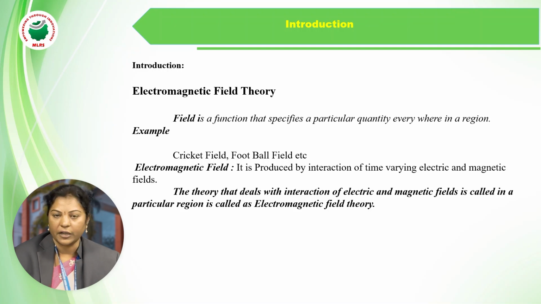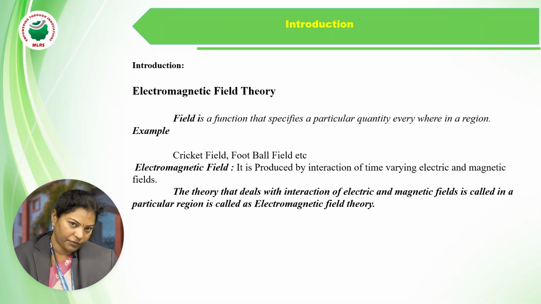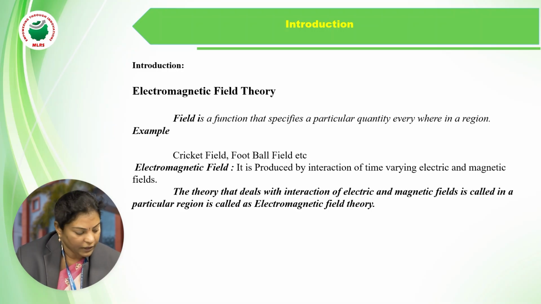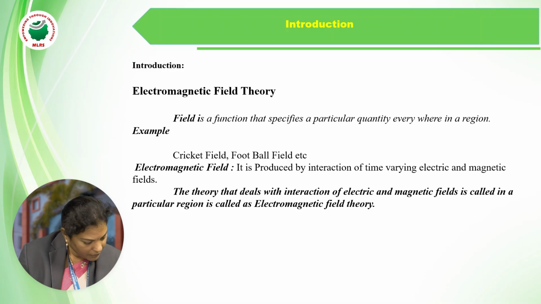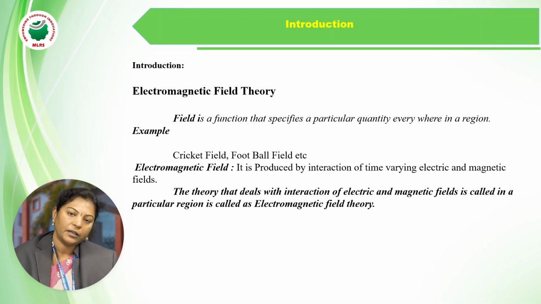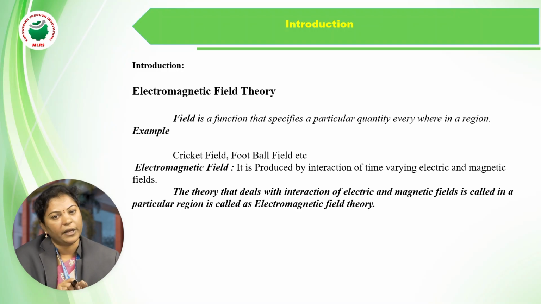Next, coming to the electromagnetic field. When the field is created by an electric charge, it is called an electric field. Coming to the electromagnetic field, the interaction of electric field and magnetic field is nothing but an electromagnetic field. That is, the interaction of a time varying electric field and magnetic field creates an electromagnetic field.